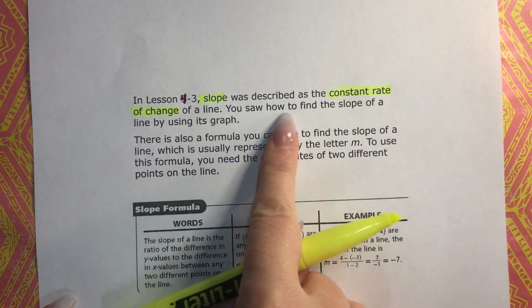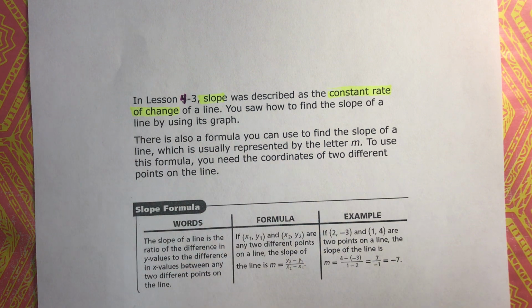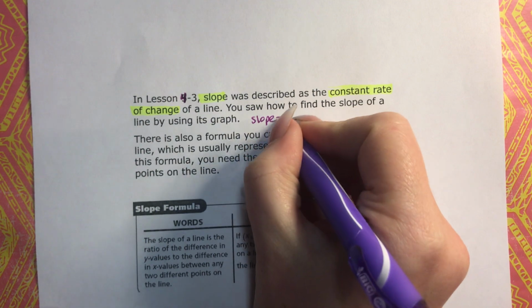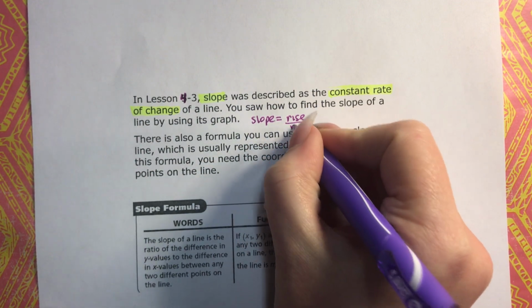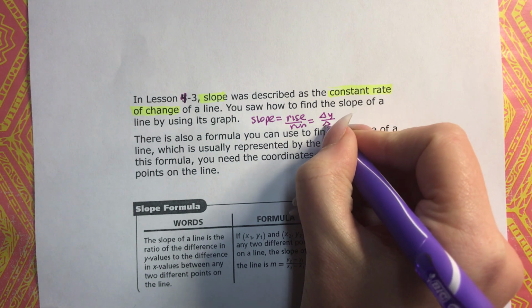And then you saw how to find the slope of a line by using its graph, right? The slope, when we were looking at a graph, was the rise over the run, which is the same thing as the change in y over the change in x.